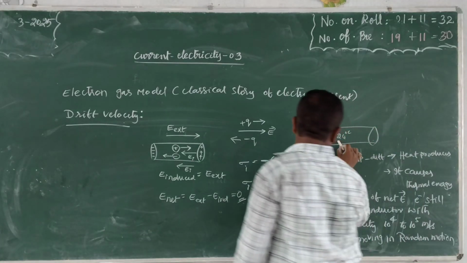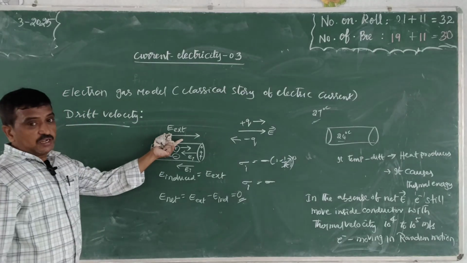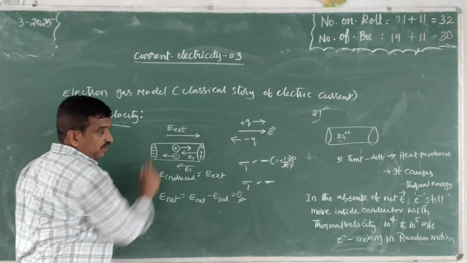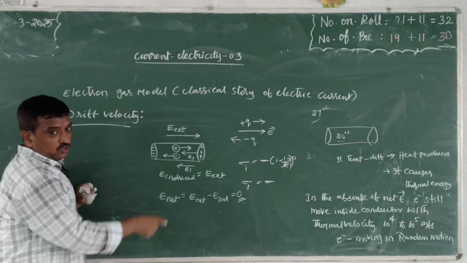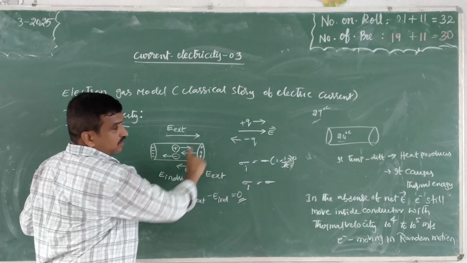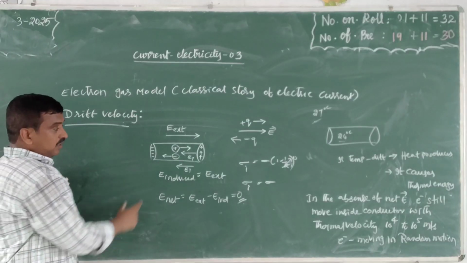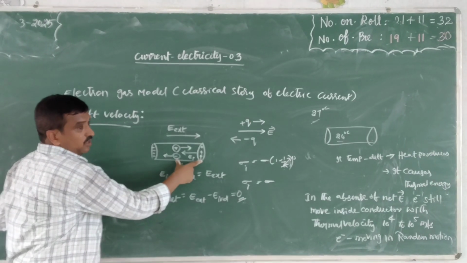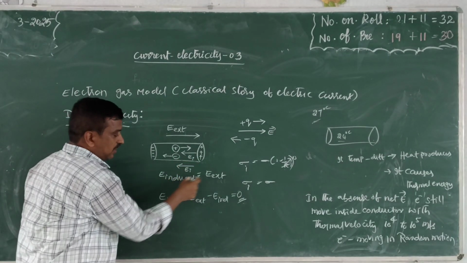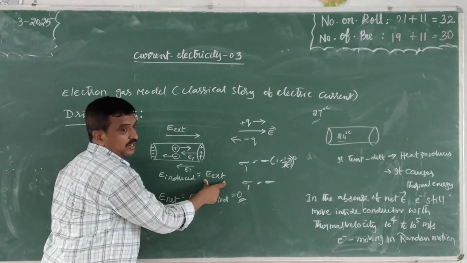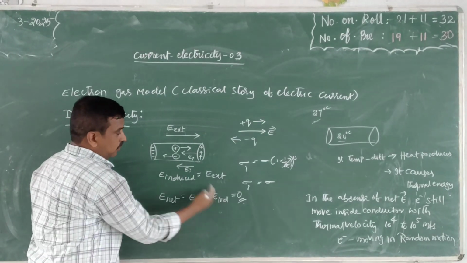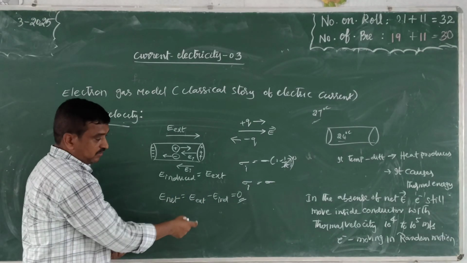Here the net electric field, sorry, the external electric field is equal to the induced electric field. The induced electric field is due to the external electric field: all positive charges accumulate at one end and all negative charges at the other end. Because of this accumulation of induced charges, an electric field is produced inside the conductor, called the induced electric field, which is exactly equal to the external electric field. So E external is on the right side and E induced on the left side. Both are in opposite directions, that's why E net is 0.